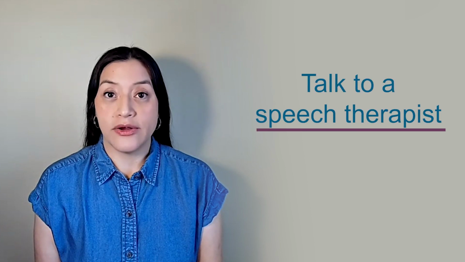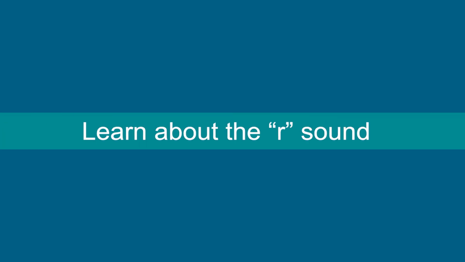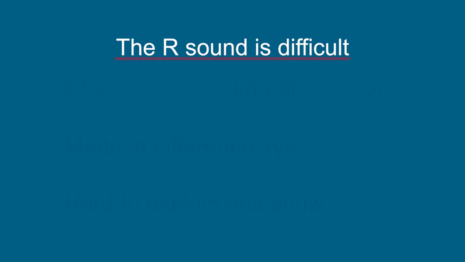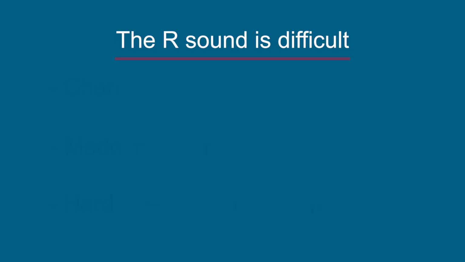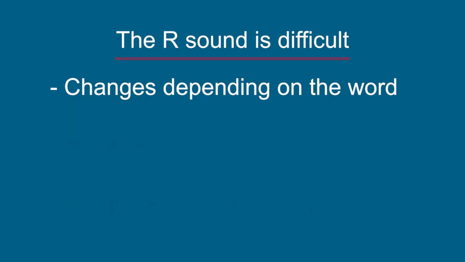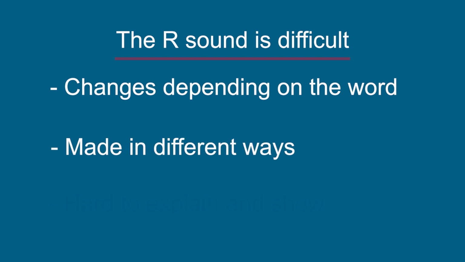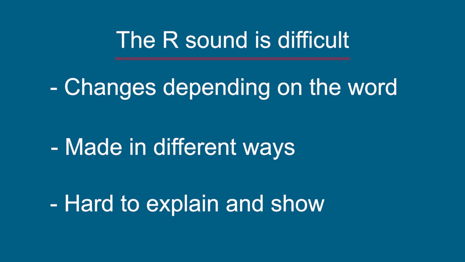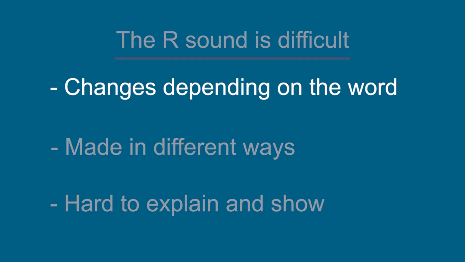If your child is 6 years of age or older, and you're concerned they're having difficulty with this sound, talk to a speech therapist. First, let's learn about this sound. The R sound is particularly difficult because the way it sounds changes depending on the word. It can be made in different ways, and it's a hard sound to explain and show your child how to make.